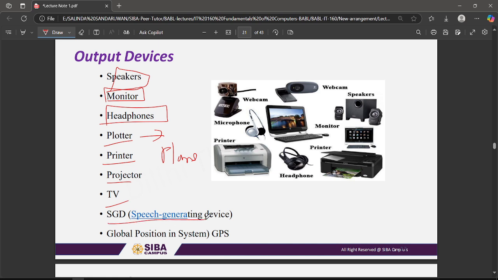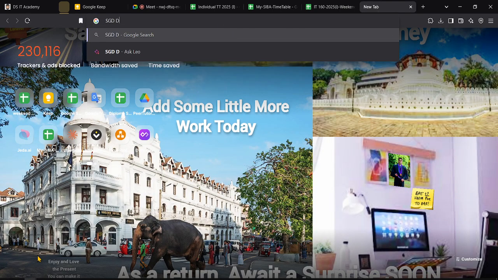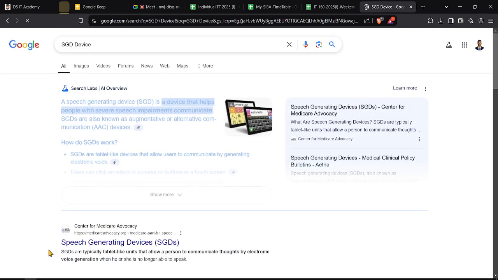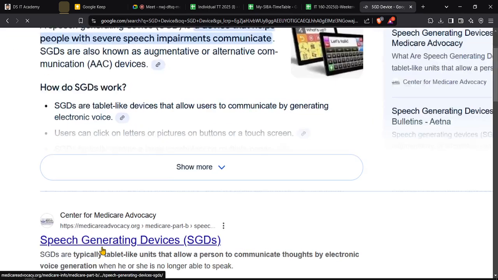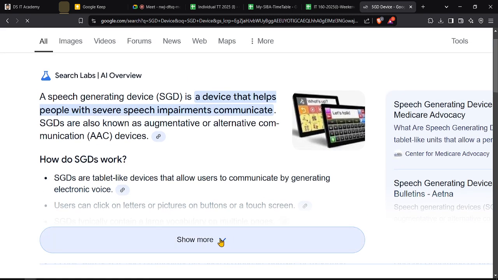Here, SGD, speech generative device. So we should search for that one. It's a new one, right? We'll see. SGD device. So it's called the speech generative device, right? We'll see how it works.